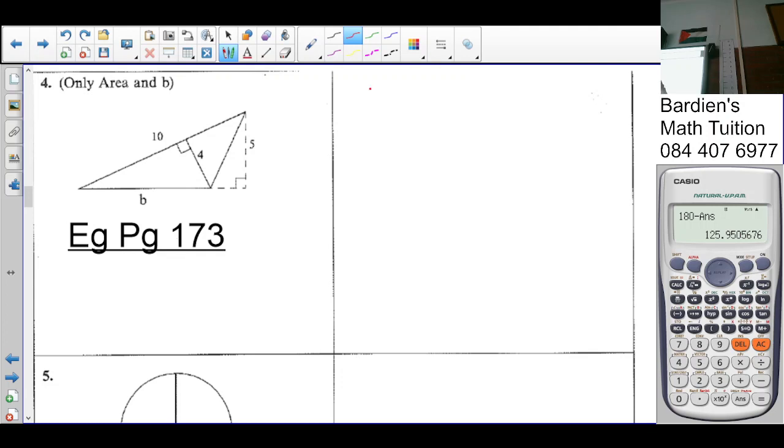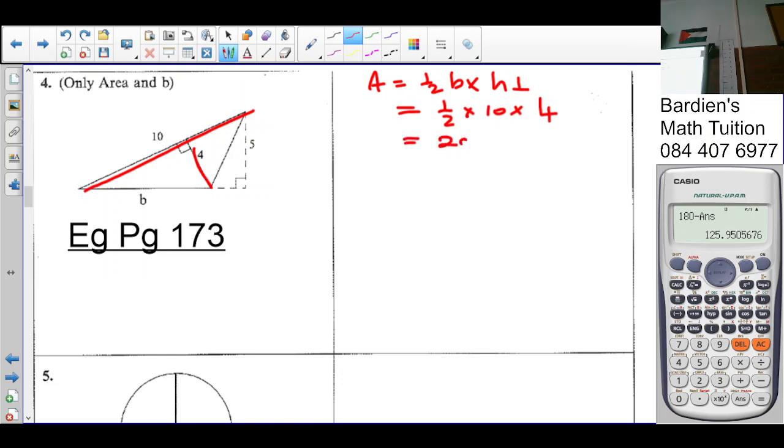So how do you calculate the area? Half base times perpendicular height. So what is this base? 10. And then 4 will be perpendicular. You all agree with that? So it's going to be half 10 times perpendicular height, which is 4, which is 20 units squared.